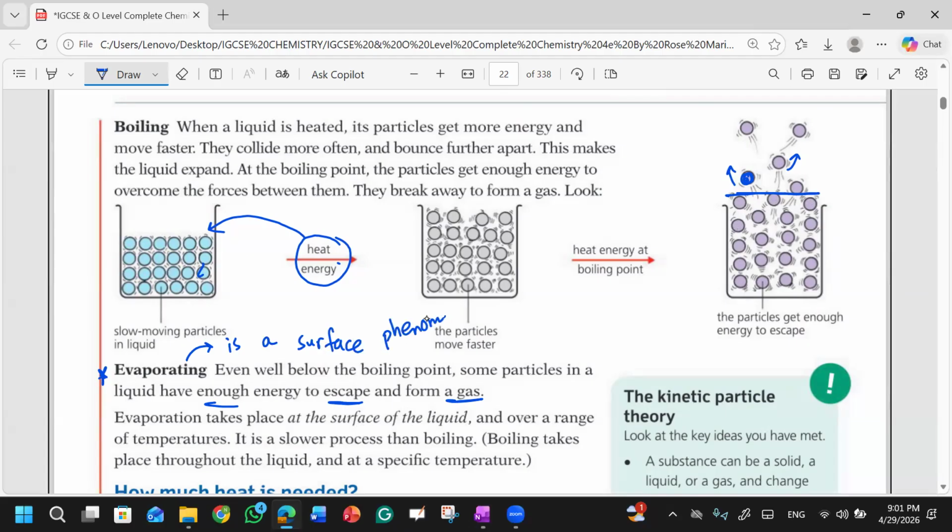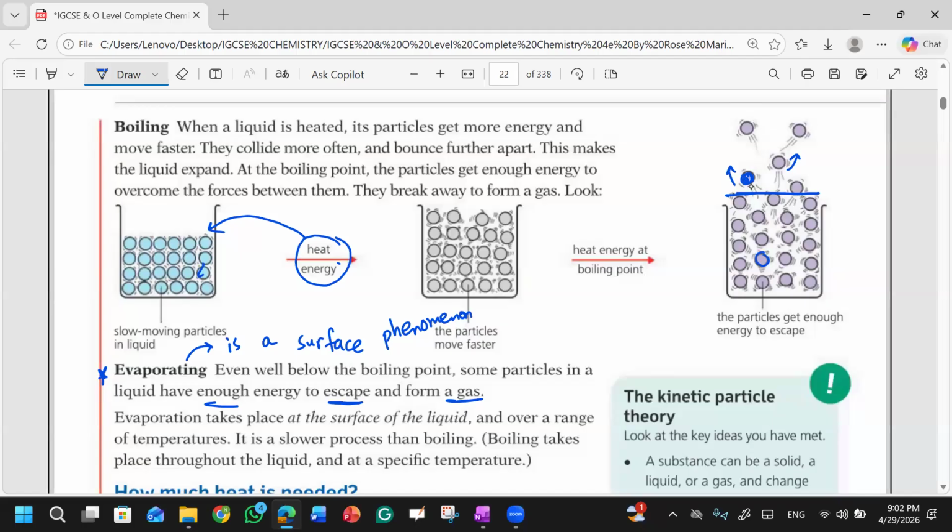I am repeating this. When the particles gain energy, there will be some particles which gain enough energy to leave the system. They will have some extra energy that helps them leave the system, and they will leave from the surface. It is not the case that evaporation is happening throughout. It is just happening with the particles which are present on the surface.